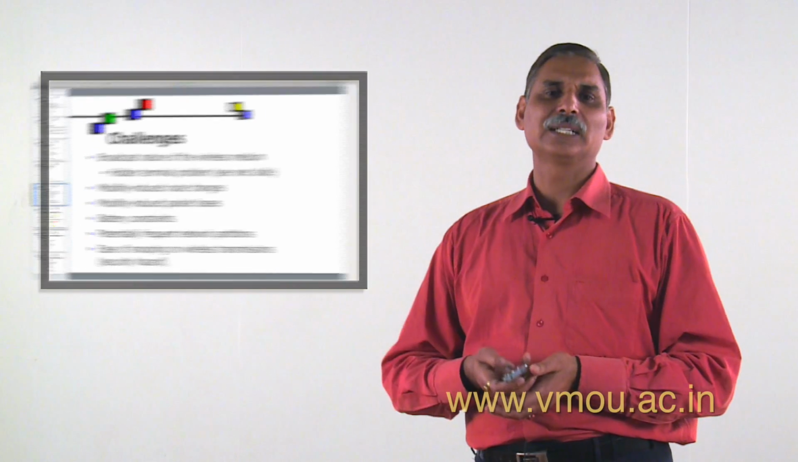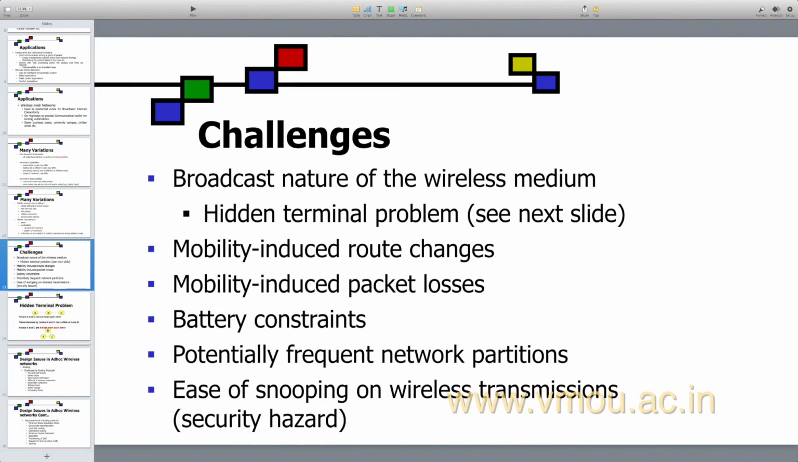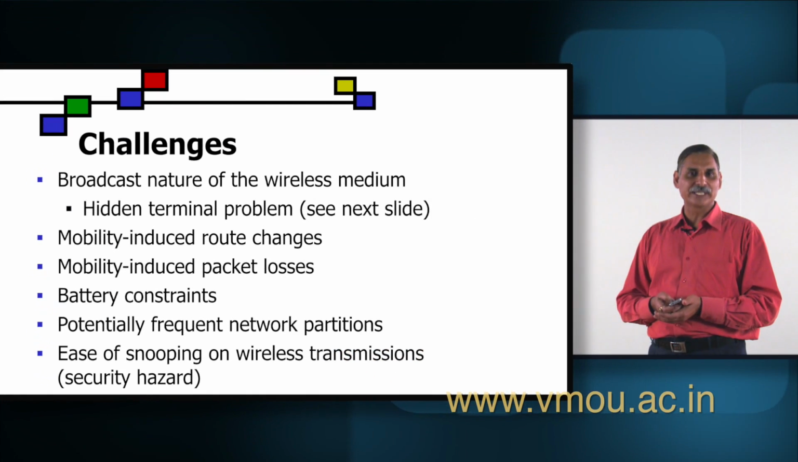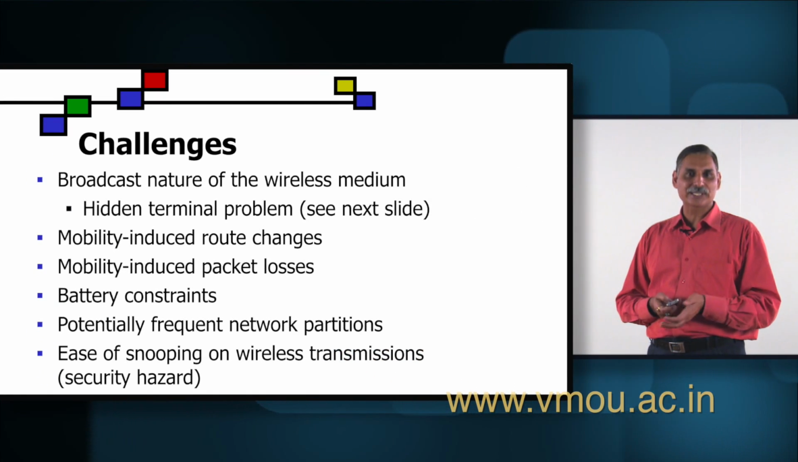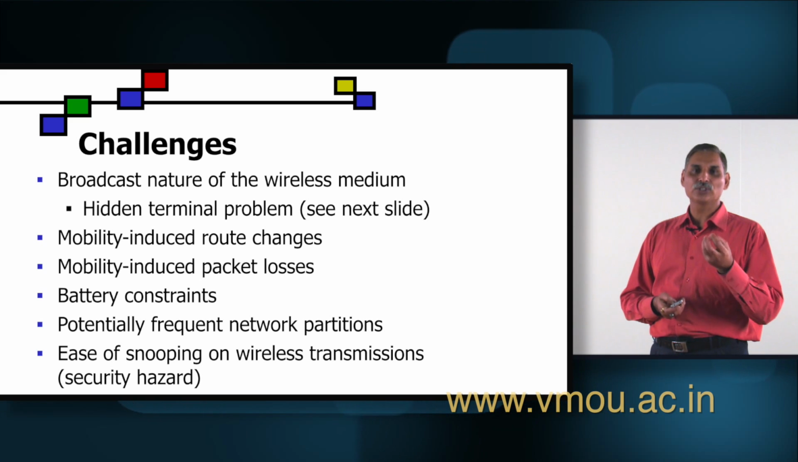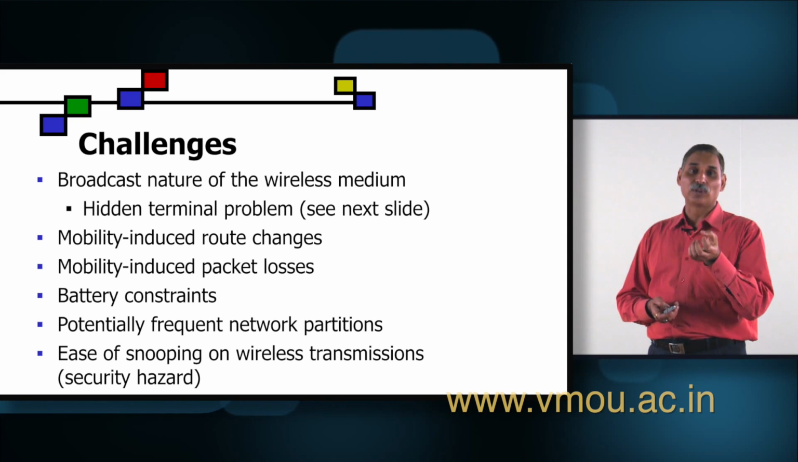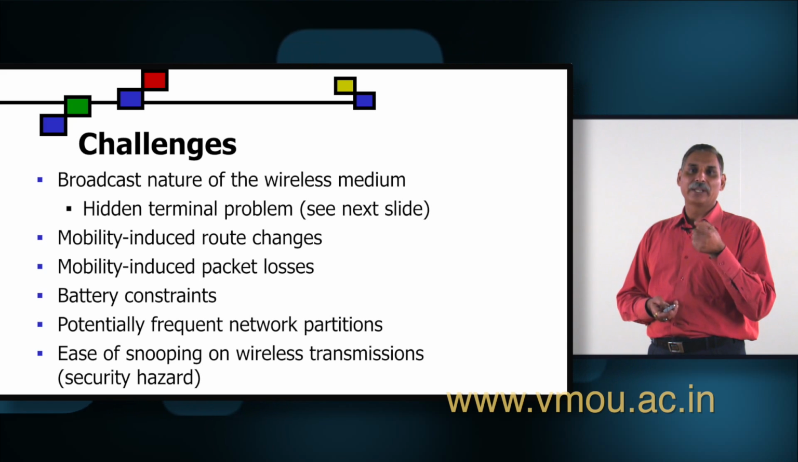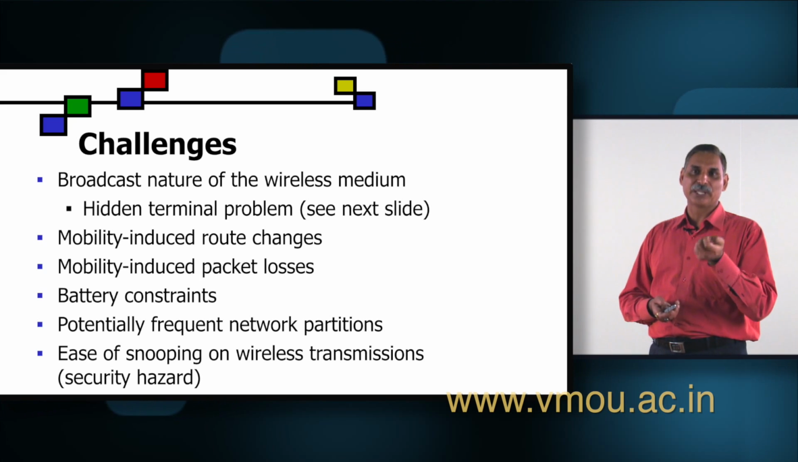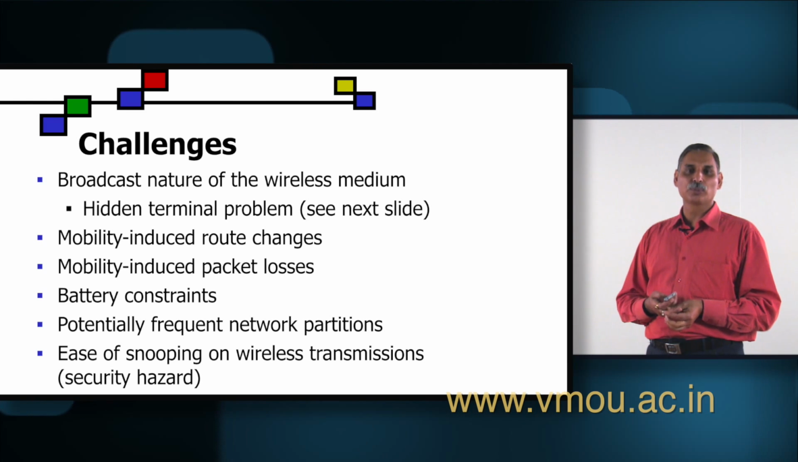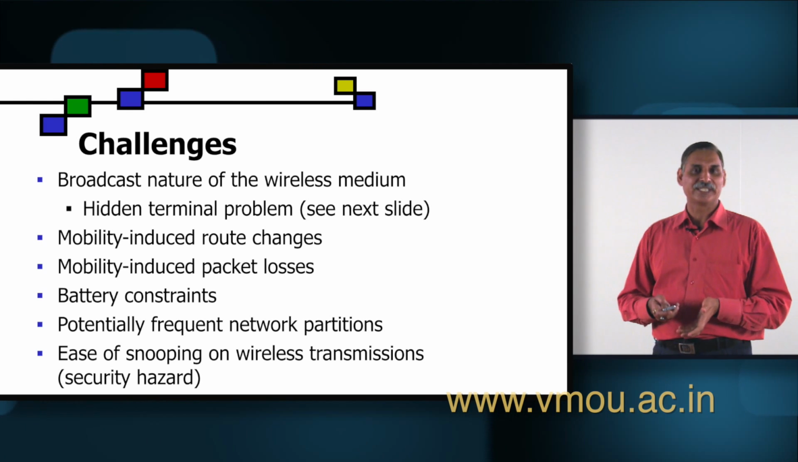But the challenges here are the broadcast nature of the wireless medium, and there comes the hidden terminal problem, which we'll discuss in the next slide. Other challenges are mobility-induced route changes, mobility-induced packet losses, and battery constraints, because each of the mobile devices has a limited battery. We cannot afford that any of the nodes should drain out its battery, so battery constraint is a big issue here. Also potentially frequent network partitions, ease of snooping on wireless transmission, security hazards, etc.